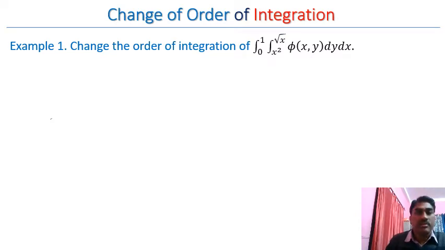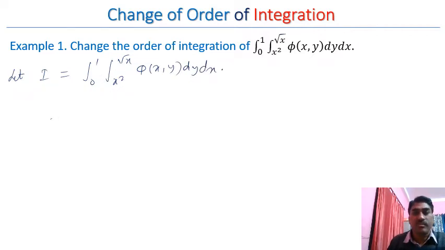So let I is equal to the integral from 0 to 1, x square to root x, of phi(x,y) dy dx. Now as per the method we learned, write down the limits.